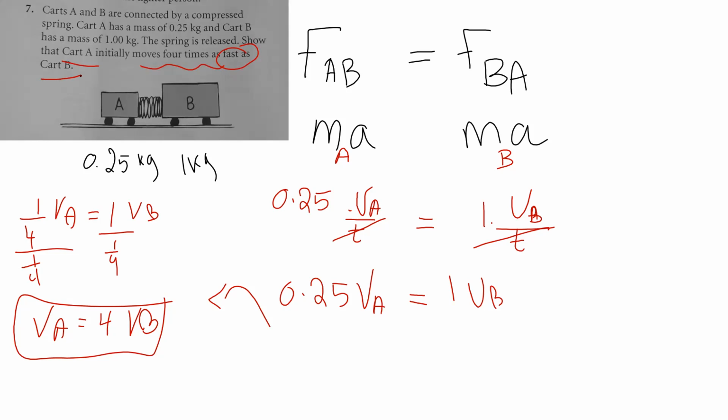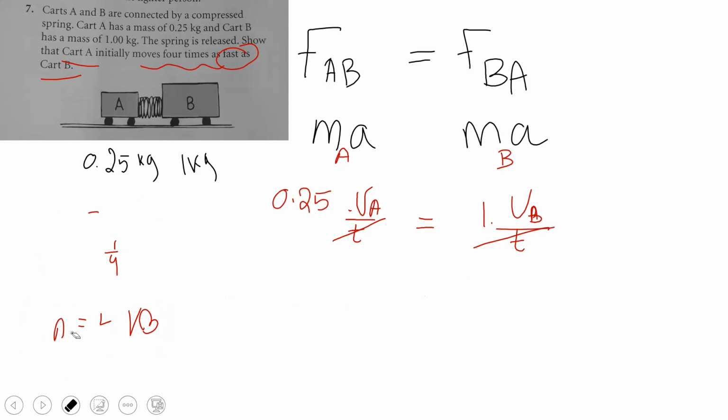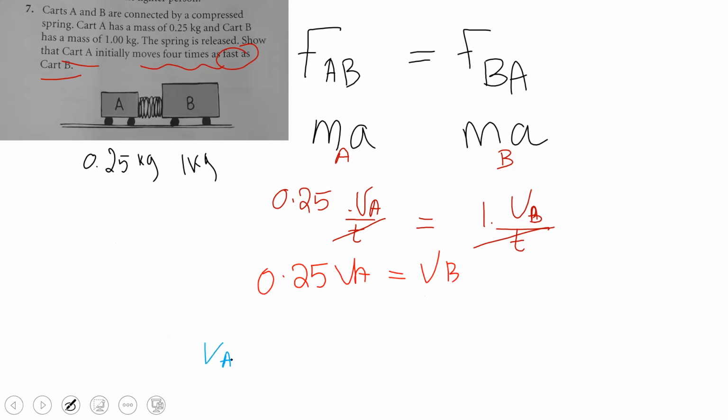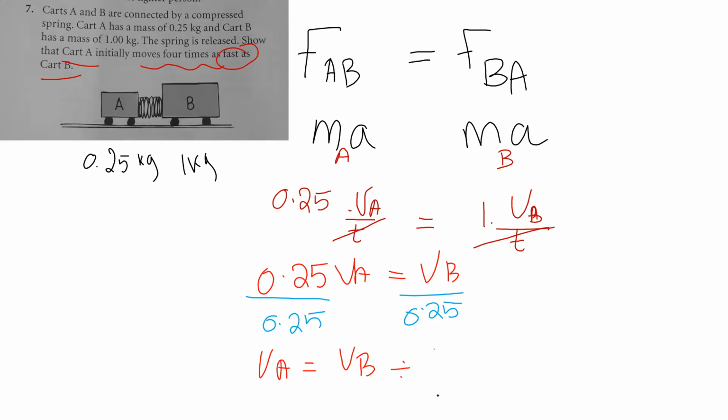Okay. Teacher, how did you get VA equal 4 VB? Okay, I will repeat it. We said now 0.25 VA equals VB. I want now to write it as VA equals something times VB. What I have to do is divide by 0.25. Then VA equals VB over 0.25, or we can say over 1 over 4.